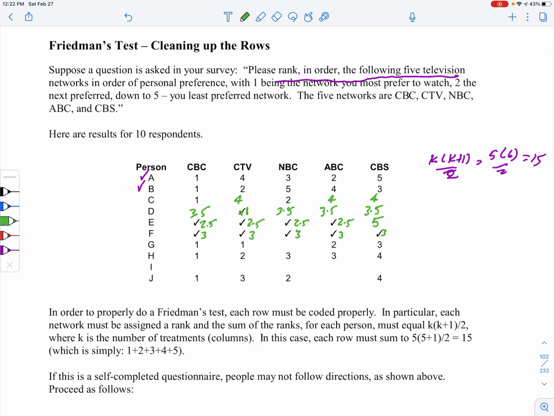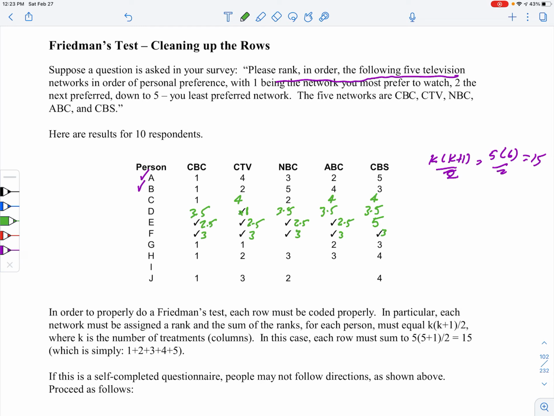Now, the next one is a very common mistake here. What people do is they'll look through this and they'll say, I really am indifferent between CBC and CTV. As long as it's a Canadian channel, I'm good. And so they're my first choice. And then after that, well, ABC and then CBS and then NBC I never really watch.